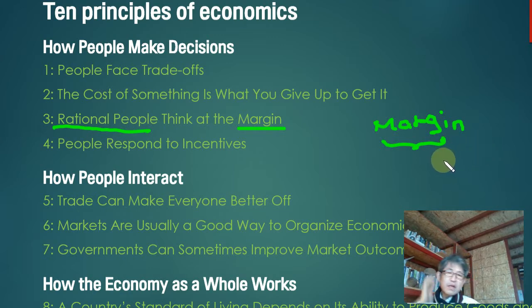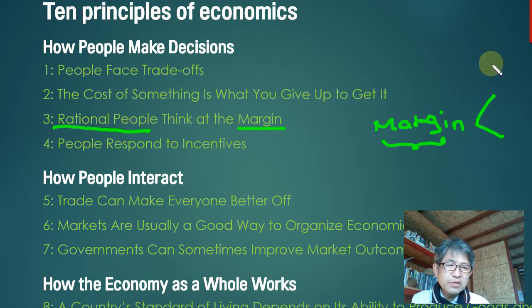Margin, okay? So we have to understand, in economic terms, a margin. Rational people think of margin. We have two margin-related terms we have to deal with in economics: marginal cost and marginal benefit.